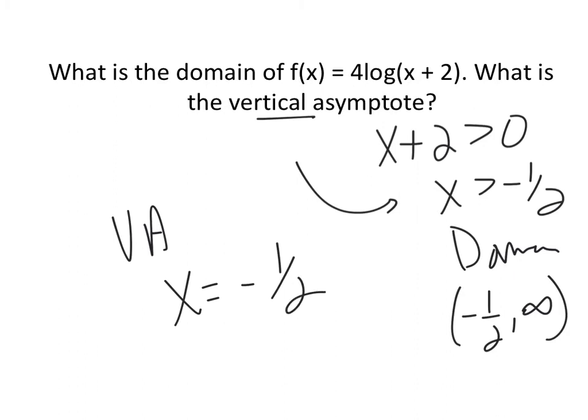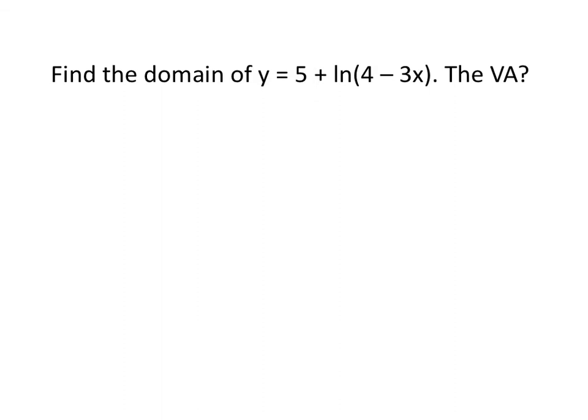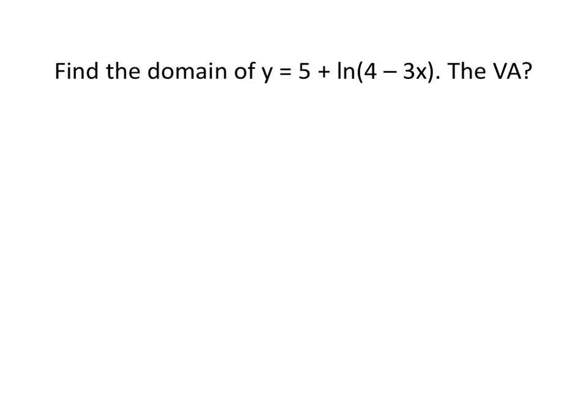Okay, seems pretty intuitive. Sometimes people get it wrong. And then what's the domain and the vertical asymptote of this? Remember, we don't really give a hoot about the up-down shift, because that's just a vertical shift, right? So what we're really looking for is where 4 minus 3x is greater than 0, because I can't take the ln of 0.